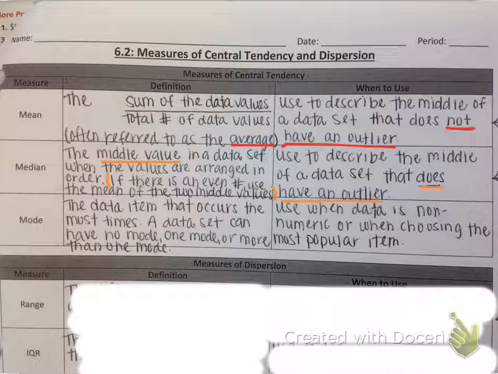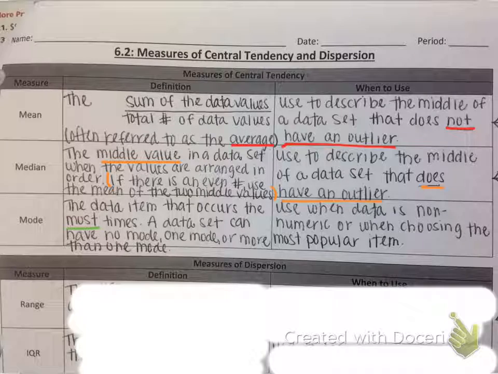And then mode is one that we like to look at, but in statistics it's actually not used very often. The mode is the data item that occurs the most times. So I'm sure you guys remember: mode, most. It sounds the same. A data set can have no mode, one mode, or more than one mode. Sometimes a data set might not have a value that occurs the most times. Sometimes there might be 2 values that occur the same amount of times, and so there are 2 modes.